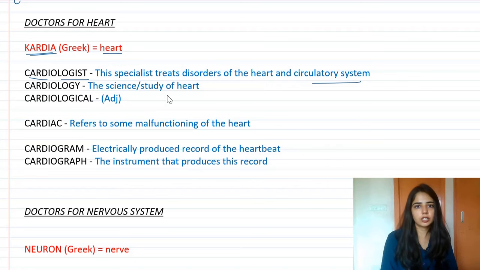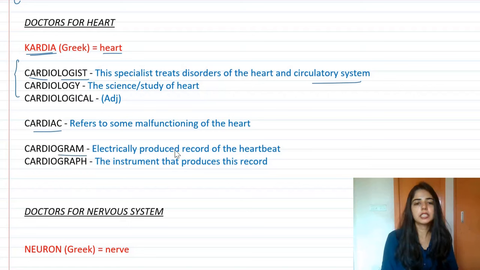And the science or study of heart is cardiology, and the adjective is cardiological. Easy. Cardiac means refers to some malfunctioning of the heart, like we say cardiac arrest. Okay, so cardiac is something related to the heart or the malfunctioning of the heart.